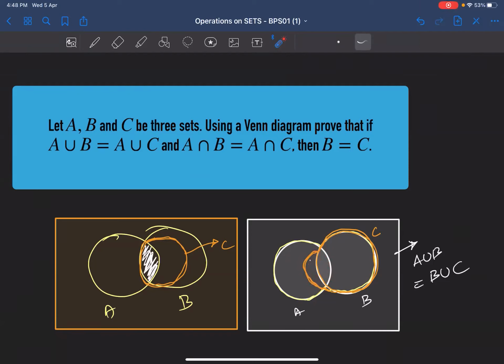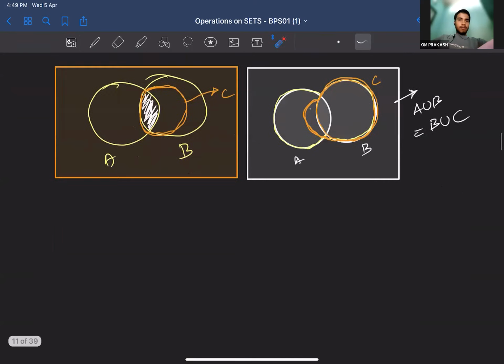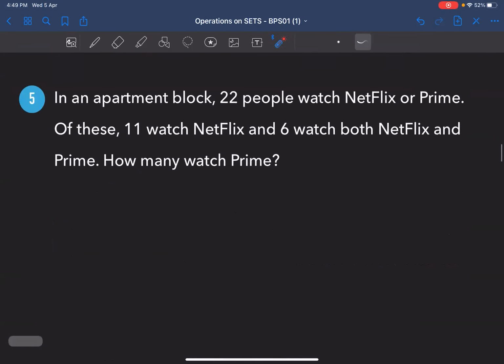Getting? Yes. But if you say that only the second statement is true, A intersection B is equal to A intersection C, but if there is a gap between B and C, then what will happen? This will be false. So you don't want to have this gap also. Okay, so if both the statements are true, then you can say definitely B is equal to C. Are you okay? Om, are you getting this? Yes. Okay, so try this. I'll give you 2 minutes to work on this.